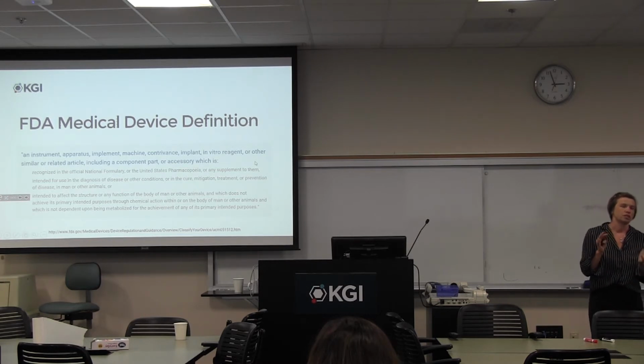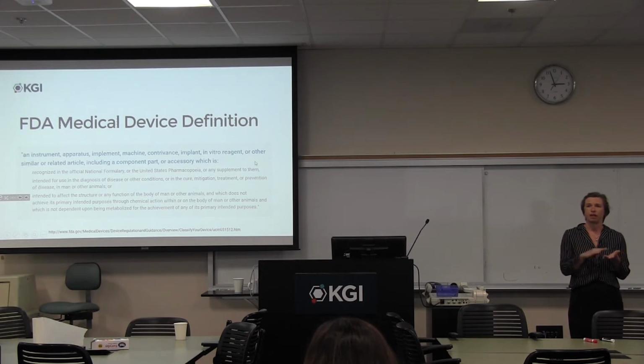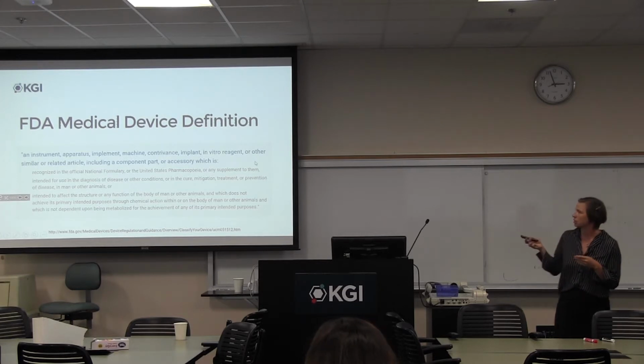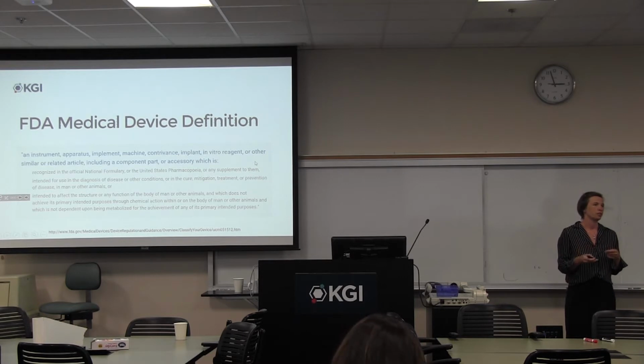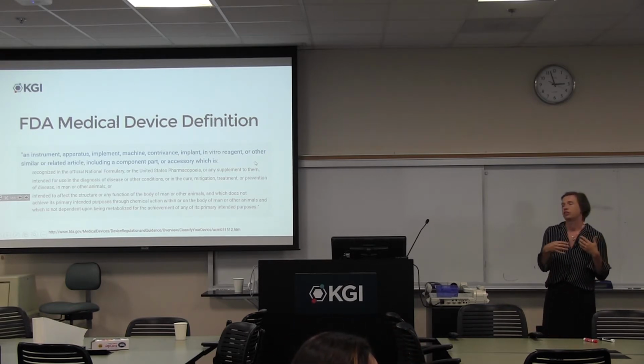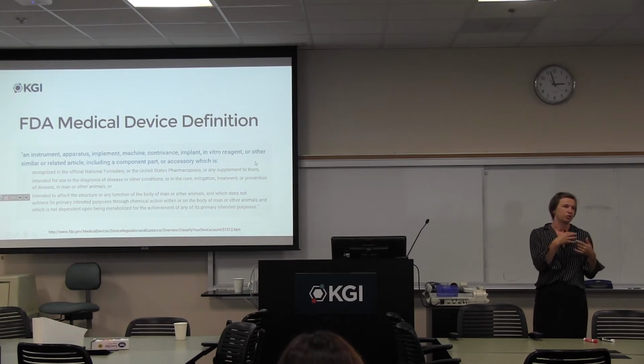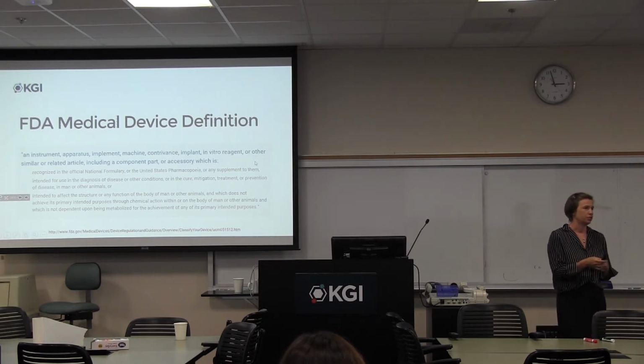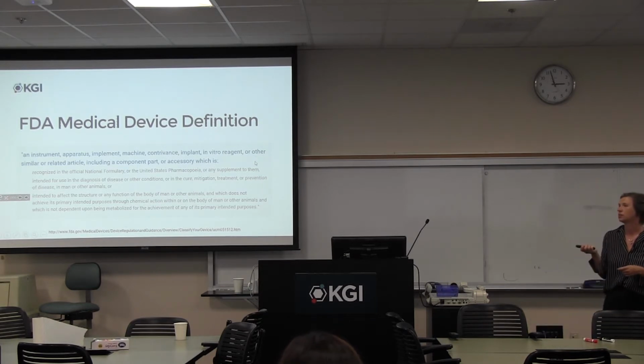So there's things that are combined where they have medicine on them, like a drug-eluting stent, but the key word there is the primary intended purpose. The purpose of a stent is not to deliver drugs. The purpose of a stent is to keep your vein open, or your artery open, and then the drug is there as an extra agent to make it perform better.